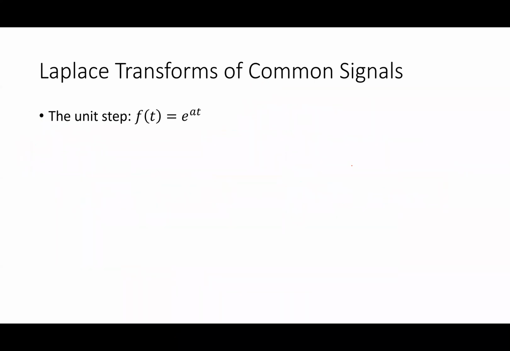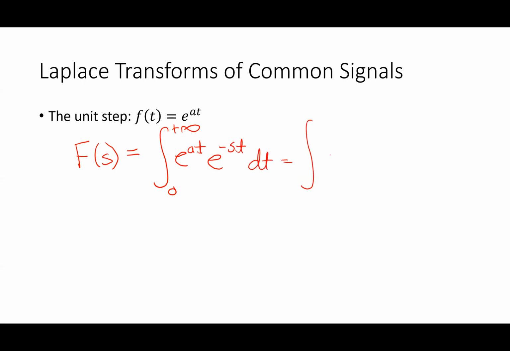What about e to the at? That's another common one. What do I do with that? You want the answer or the step by step? Yeah, let's do it. F of s is the integral from 0 to infinity of e to the at times e to the negative st dt. That would become simply what?